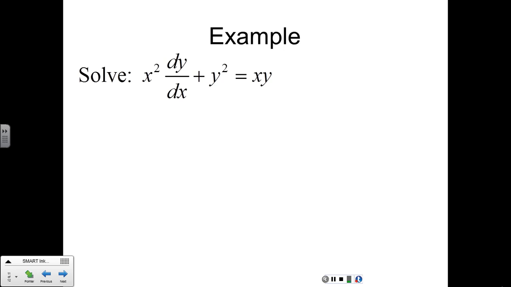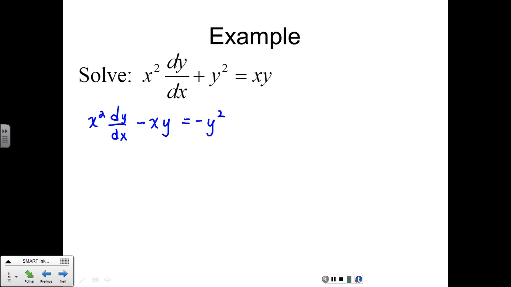Tell me some things about it that would let you know that it's a Bernoulli equation. You got a power, you know it's not linear, right? You have y squared. So let's move that over. Let's move stuff around. X squared dy over dx, minus my xy, I'm going to move that on over here, equal to negative y squared. What's the first thing I need to do before I can do anything else?